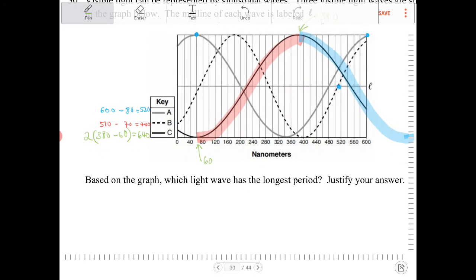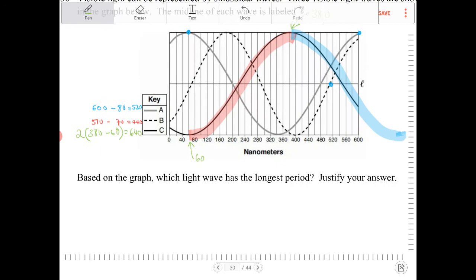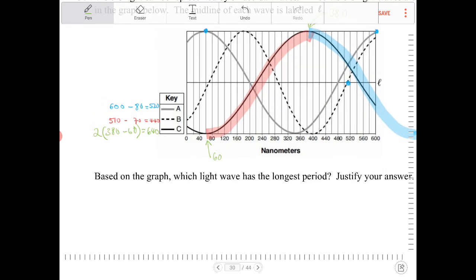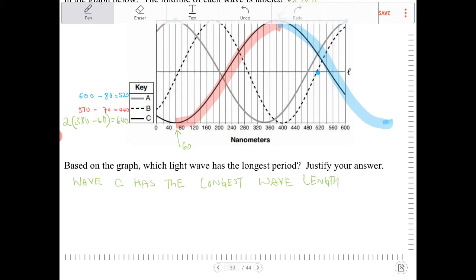So looking at this, it says based on a graph, which light wave has the longest period? Justify your answer. So I want to say wave C has the longest wavelength, measuring at 640 nanometers.